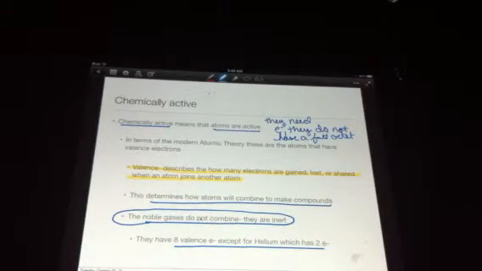Chemically active means that they're able to bond. Okay? They need electrons. They're not happy. They don't have a full octet, so they go get what they need to get. Okay? Valence describes how many electrons are gained, lost, or shared when atoms join another atom. Okay? They determine how they'll make compounds. Noble gases, we say, do not combine. They are inert. All of them have 8 except for helium, which has 2.